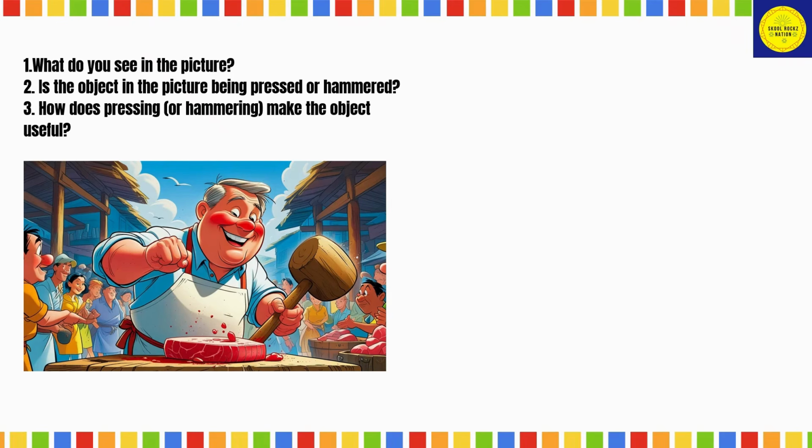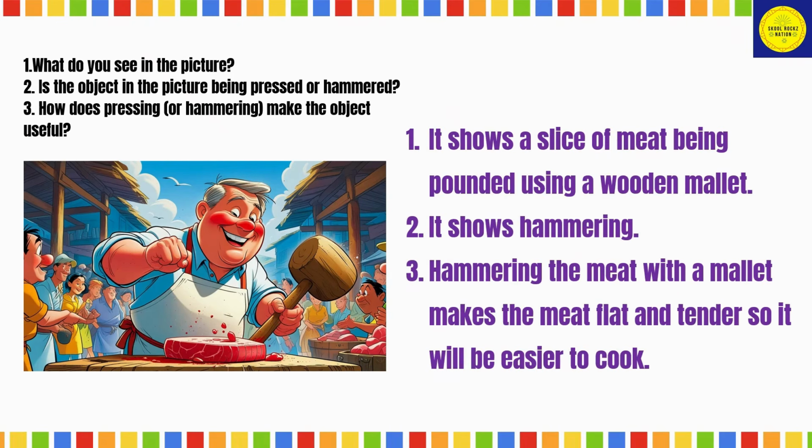Here are the answers. 1. It shows a slice of meat being pounded using a wooden mallet. 2. It shows hammering. 3. Hammering the meat with a mallet makes the meat flat and tender, so it will be easier to cook.